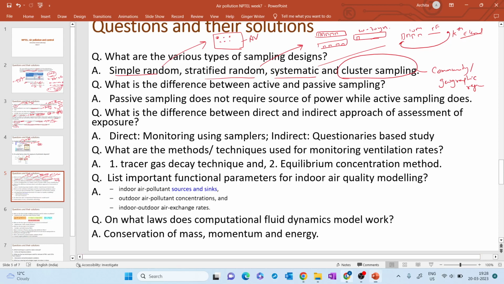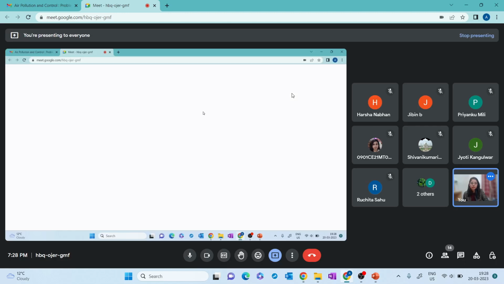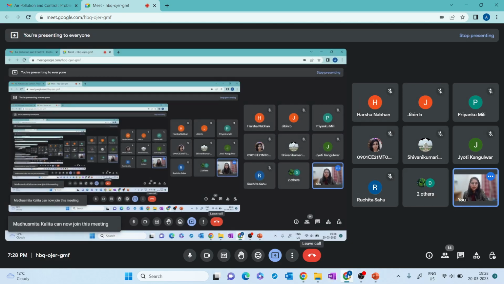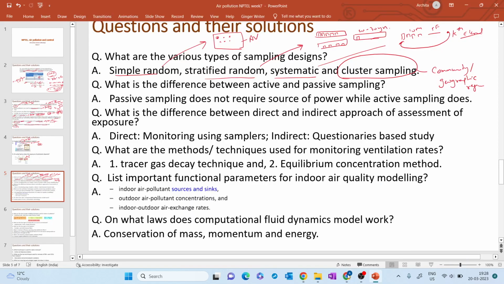So all these methods have their pros and cons. Okay, now next is the difference between the direct and indirect approach of assessment.